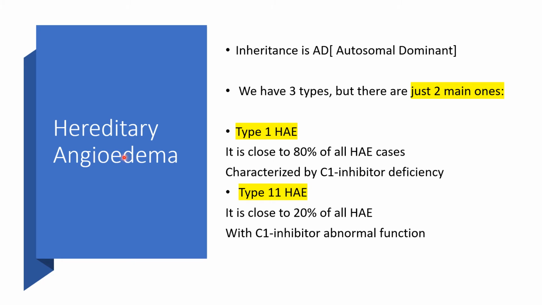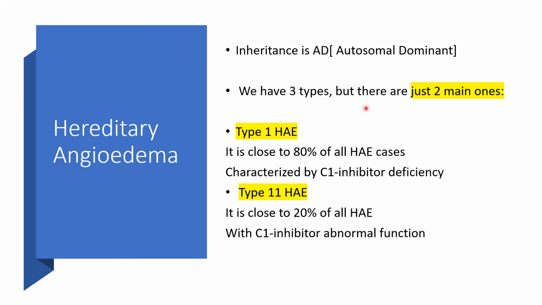Still on hereditary angioedema, the inheritance is AD. I'm not saying alternative diagnosis, I meant autosomal dominant. That means all an individual needs is to inherit just one gene from either of the parents, and the disease will just manifest. It's not autosomal recessive, where you need both parents to contribute. Just one person is enough to supply.